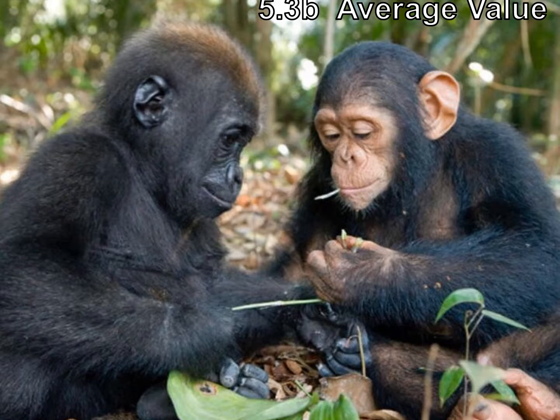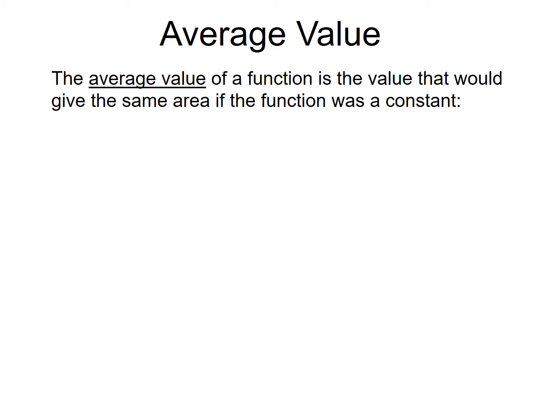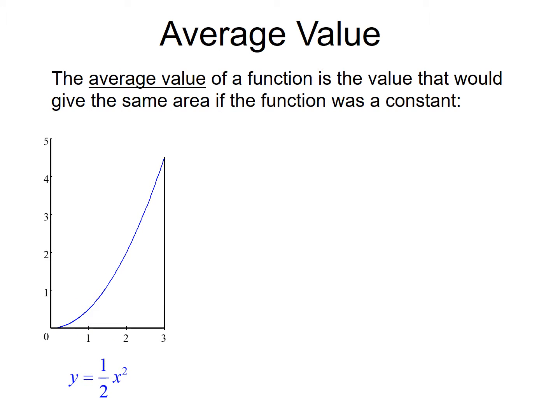Okay, today we're going to define average value in terms of definite integrals. The average value of a function is the value that would give the same area if the function was a constant. So let's go ahead and find the area underneath this curve 1/2 x squared. We can find that using the definite integral from 0 to 3.